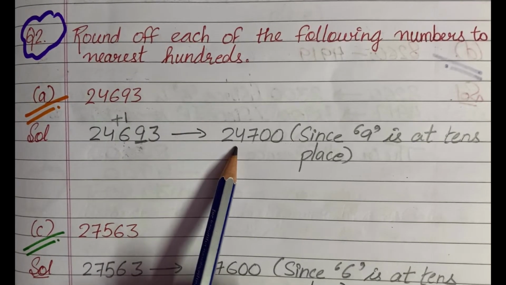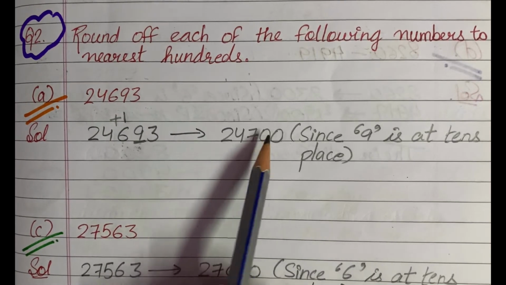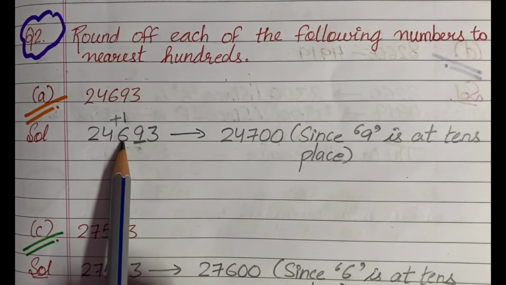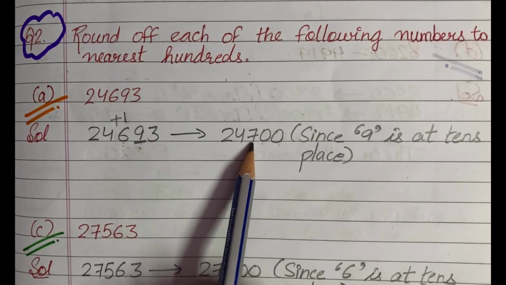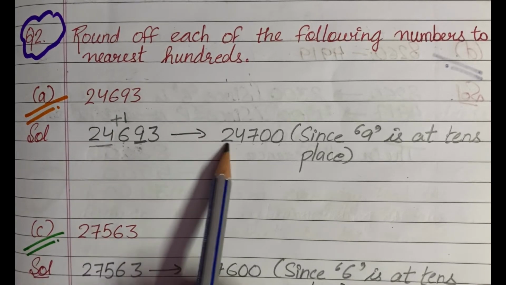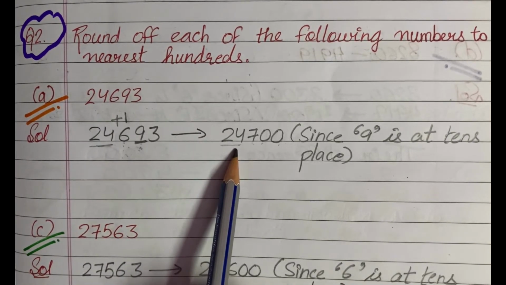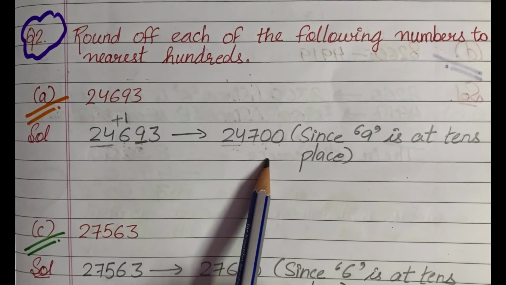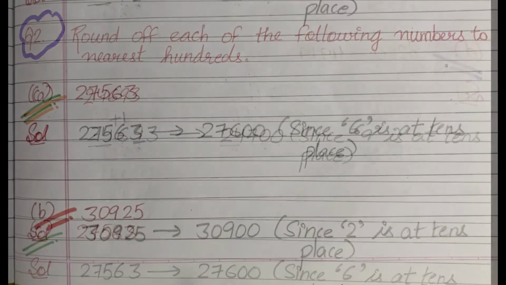So in the answer, what will we write? At ones place we will write 0, at tens place we will write 0, and at hundreds place on adding 1 and 6 we will have 7, and the remaining two digits, that is 2 and 4, will be written as it is. So the answer is 24,700. Hopefully it is clear to you.